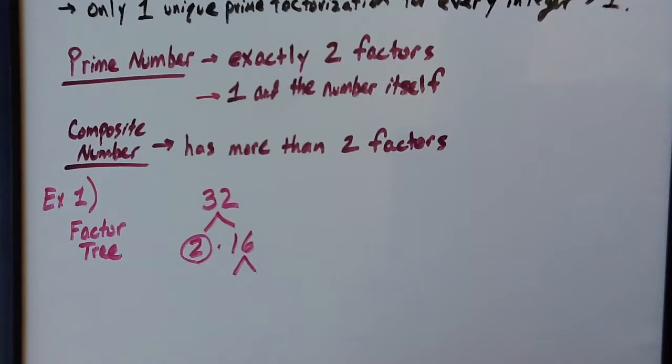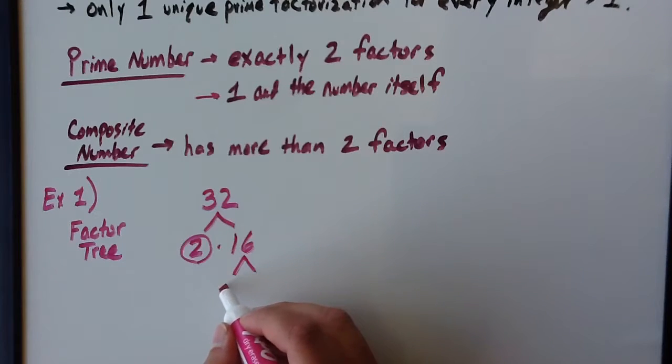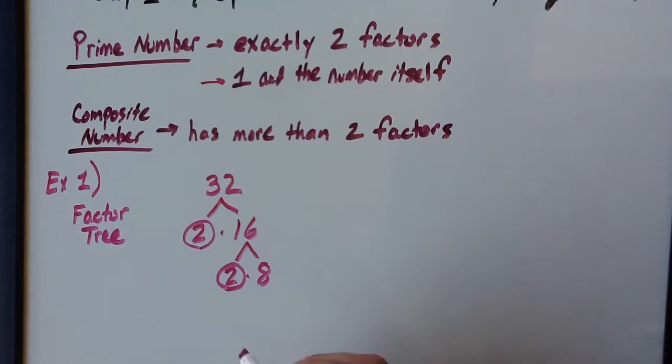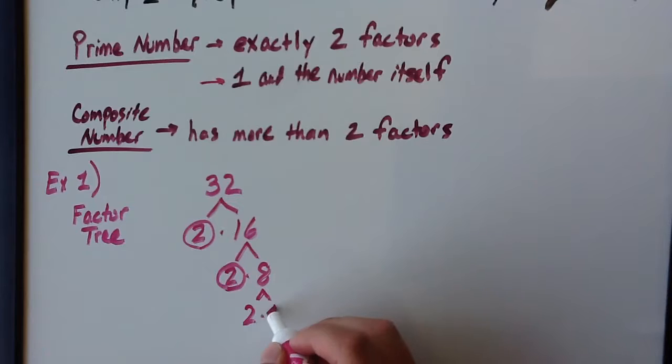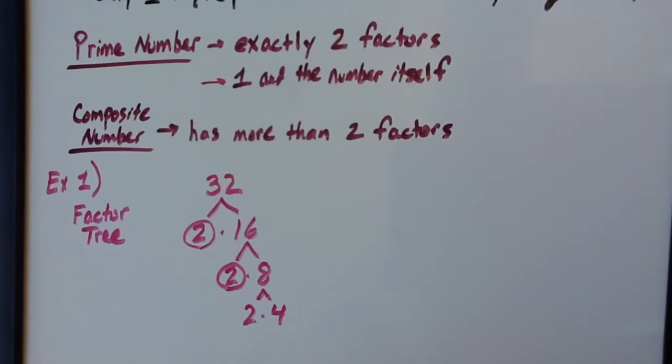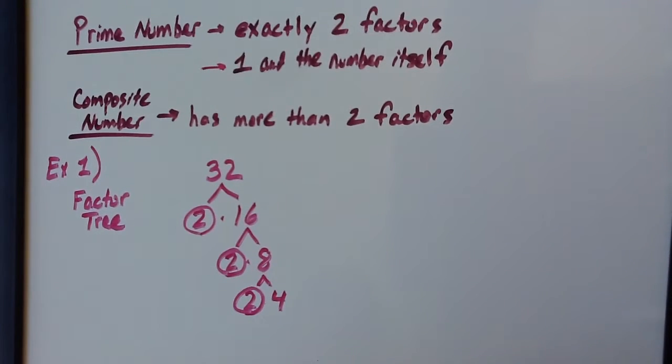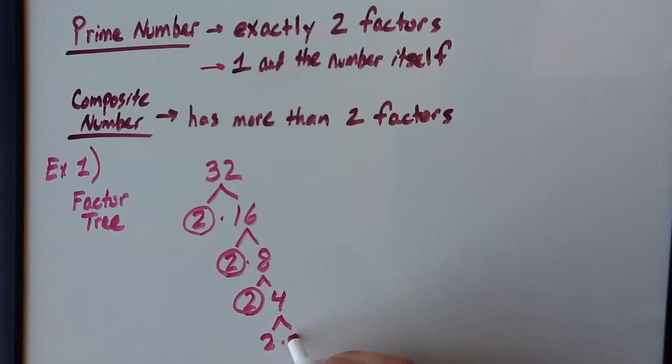So again, I pick any factor pair that would give me 16. Well, again, 16 is even, so I can pick 2 and 8. Right? 2 times 8 is 16. I see 2 is prime, I circle it, and I don't make additional branches. 8 is composite, so I can keep going. I can make an additional branch. Let's say 2 times 4. That would give me 8. I see a 2. That's prime. I circle it. Last step here, 4 is composite, so I'm going to break it down into 2 times 2.